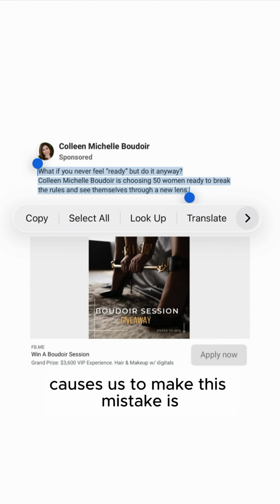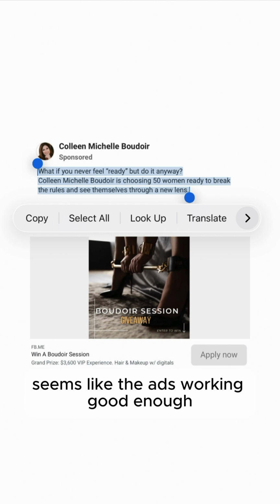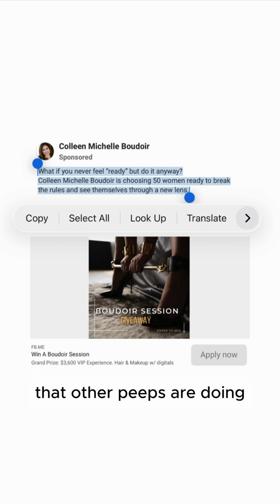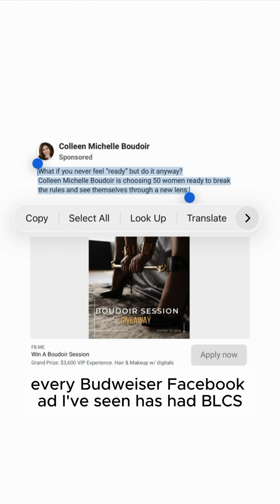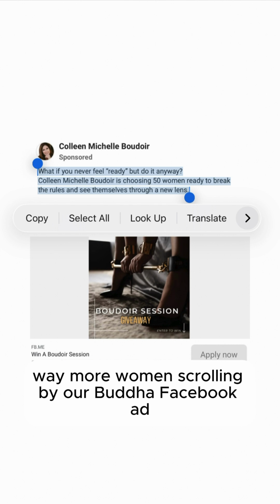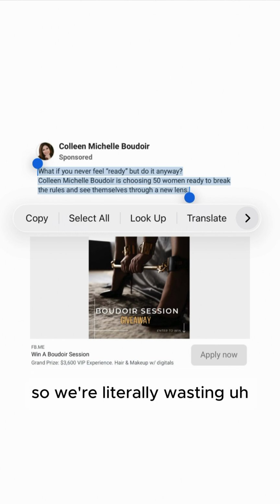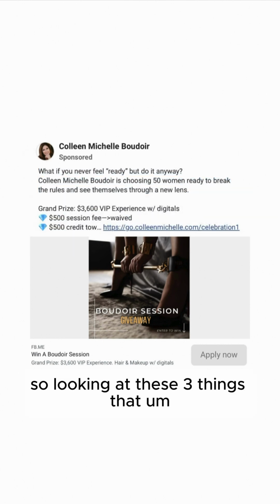We're not having enough context in our headline. The false belief that causes us to make this mistake is, seems like the ad's working good enough. Looks similar to other boudoir Facebook ads, what other peeps are doing, so everyone can't be wrong, can they? Well, every boudoir Facebook ad I've seen has had BLCS, boudoir low click syndrome. So the consequence of this is way more women scrolling by our boudoir Facebook ad than necessary. They're not clicking anywhere on our ad. Our ad's not entering their brain. So we're literally wasting all that ad spend.